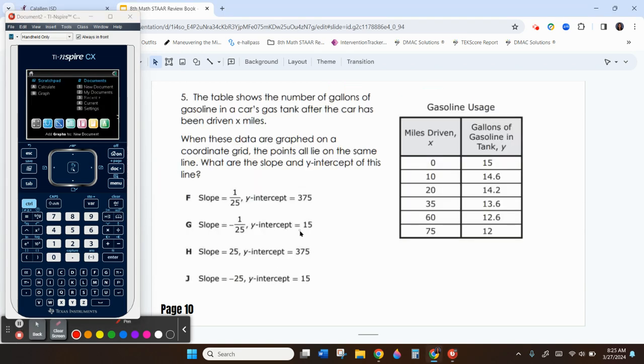Problem 5. The table shows the number of gallons of gasoline in a car's gas tank after the car has been driven x miles. When these data are graphed on a coordinate grid, the points all lie on the same line. What are the slope and the y-intercept of this line?